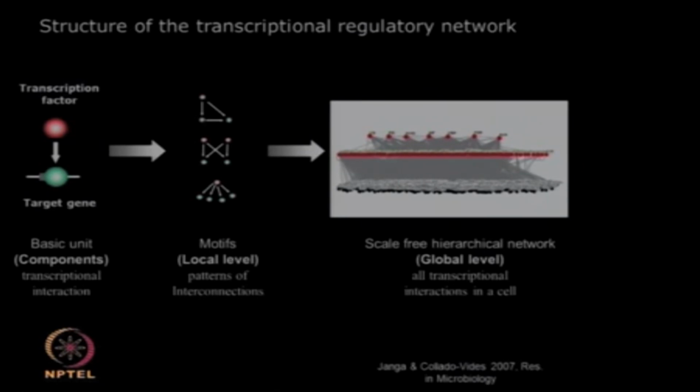One is the feed-forward loop, where there are two transcription factors. The first transcription factor regulates the other transcription factor and the target gene. The second transcription factor regulates the target gene. The second kind of motif is the multiple input module, where there are two different transcription factors, both of which regulate two different target genes. The third is the single input module, where a single transcription factor regulates a set of target genes.